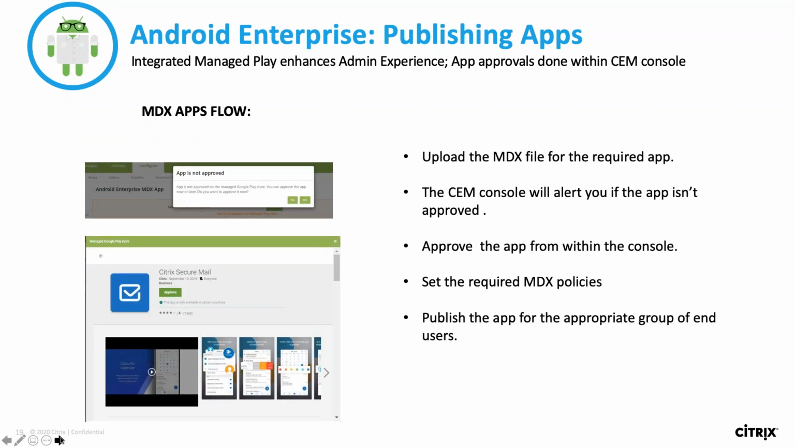Now, this is specific to Citrix users where you have a whole bunch of MDX apps. So in this scenario, again, you will select Android Enterprise as your platform, and select MDX as the app. You will upload the MDX file, and we know from the MDX file what the package name of the app is that you want to publish. So in this case, if it's Secure Mail, and if you haven't approved it, then you will see a window to approve it right then and there, and then you follow the same process of publishing the app and putting out the MDX policies all within one flow.